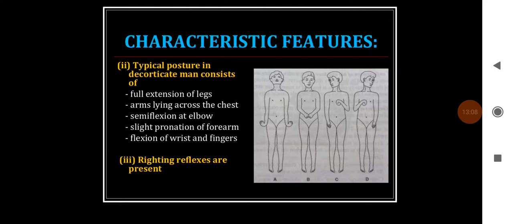Characteristic features of decorticate rigidity: the typical posture is full extension of the leg, arms lying across the chest, semi-flexion at the elbow, slight pronation of the forearm, and flexion of the wrist and fingers. Righting reflexes are present.